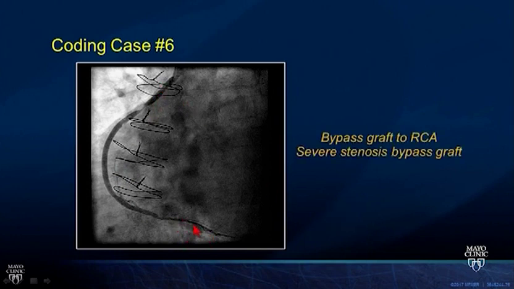You can see this is the inferior wall, so that's probably a right PDA, and there's a severe stenosis in the bypass graft. So that's all I would code for this case. You could also code occluded RCA. I think that would be very reasonable to code here as well, because you don't see the contrast going up as well.